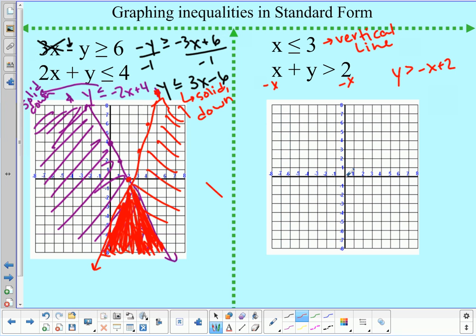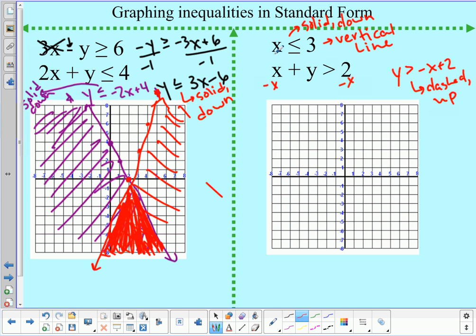Okay, so the top line is going to be solid, and I'm going to shade down, and we'll talk about what down looks like on a vertical line, because there is no down when you're looking at a vertical line, but really we're going to be shading to the left. This one is going to be dashed, and I'm going to shade up.